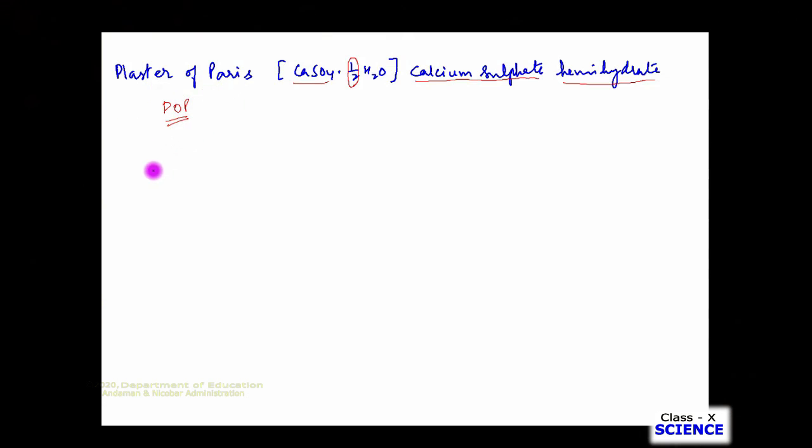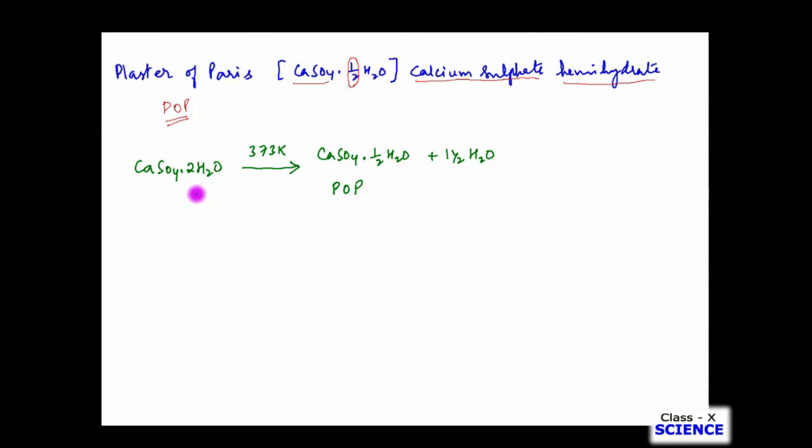Now let us see the preparation of plaster of Paris. Plaster of Paris can be prepared by heating gypsum. The molecular formula of gypsum is CaSO4·2H2O. Again you see here 2H2O, which is water of crystallization. At a controlled temperature of 373 Kelvin, 1.5 molecules of water will be removed and CaSO4·½H2O is formed. This is what plaster of Paris is. So this is one of the very simple ways by which plaster of Paris can be produced from gypsum.